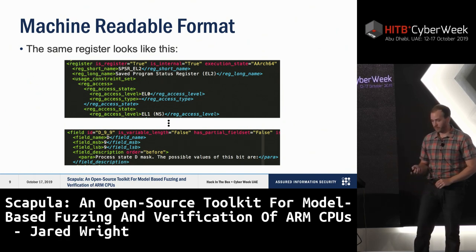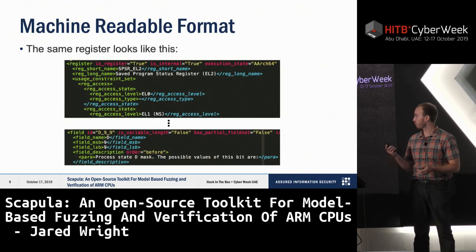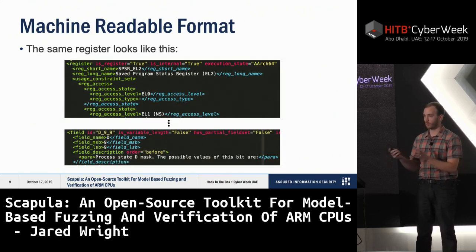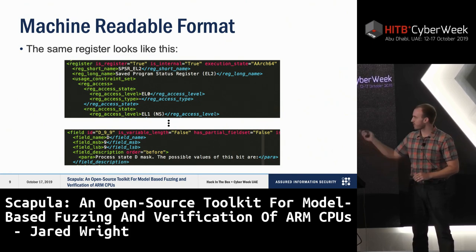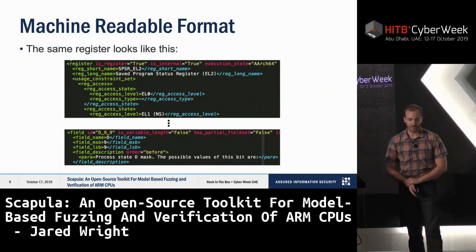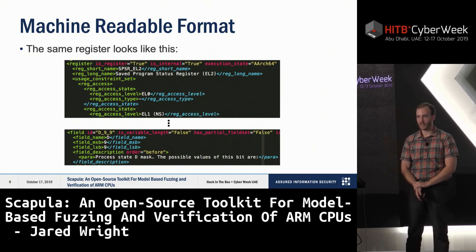In fact, this information, I believe now, is actually generated from this specification. So you can take the more machine-friendly version and link it directly to the more human-readable version. So you can see things in this slide, like there's a tag called reg short name, and inside there is a SPSR_EL2. So this describes the saved program status register for EL2 execution on ARM. And that's kind of what they look like.